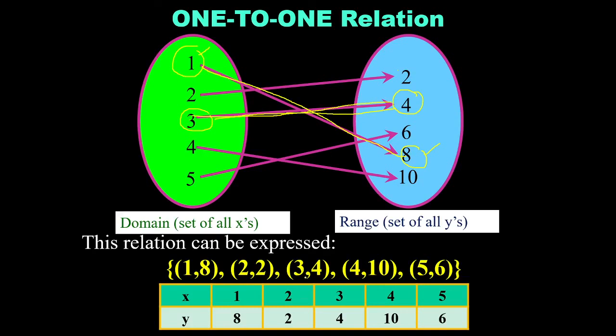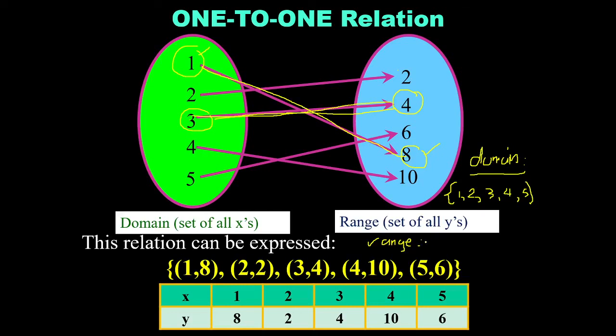1, 2, 3, 4, and 5. Let's write that down. We have here 1, 2, 3, 4, and 5. Take note, this is your domain. Okay? What about the range? Let's write down the range here.